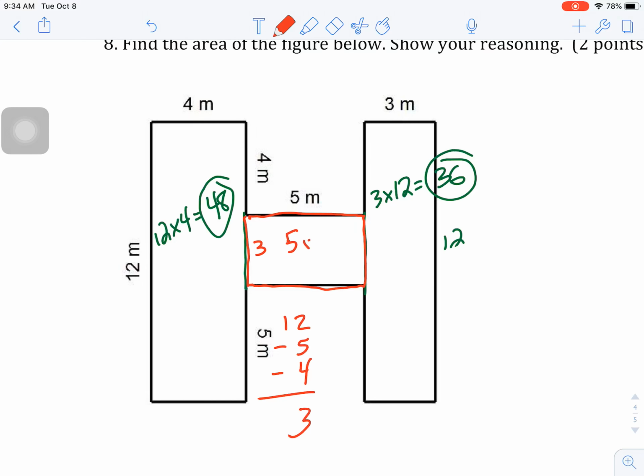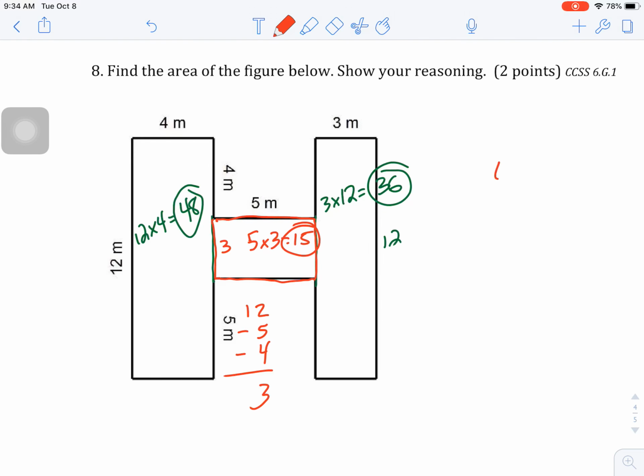So this is a 5 by 3 rectangle. Its area is 15. So now I'm just going to add up all my circled areas and get 99 meters squared.